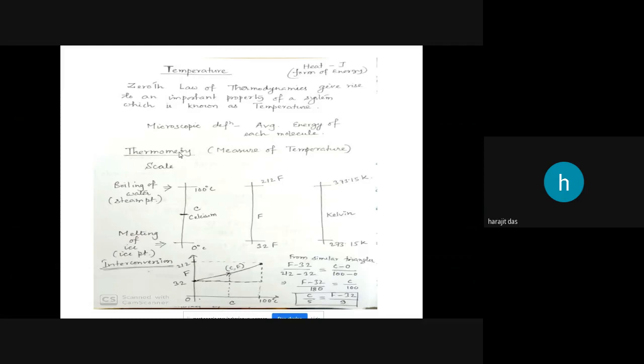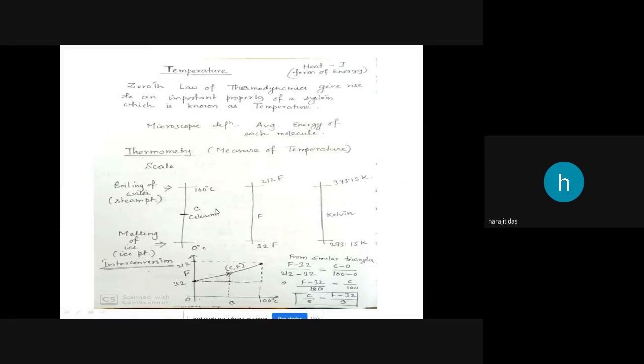Basically, temperature is measured on three basic scales. One is the Celsius scale, another is the Fahrenheit scale, and the last one is the Kelvin scale. There are various other scales also available, but in general we will use these three basic scales to measure the temperature of any system. To find out the temperature of a system, we can use any of these scales.